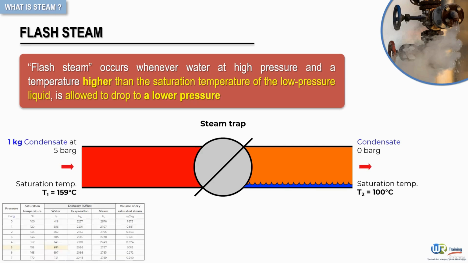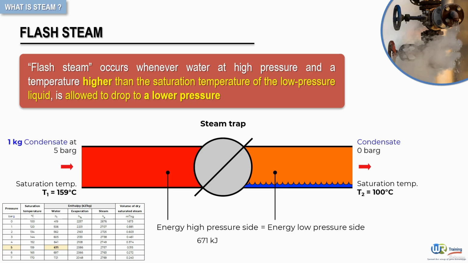According to the steam tables, the amount of energy in 1 kilogram of condensate at saturation temperature at 5 bar gauge is 671 kilojoule. In accordance with the first law of thermodynamics, the amount of energy contained in the fluid on the low pressure side of the steam trap must equal that on the high pressure side, and this constitutes the principle of conservation of energy.